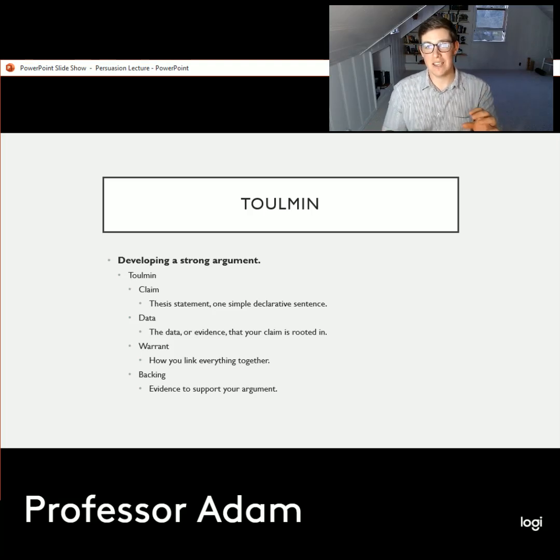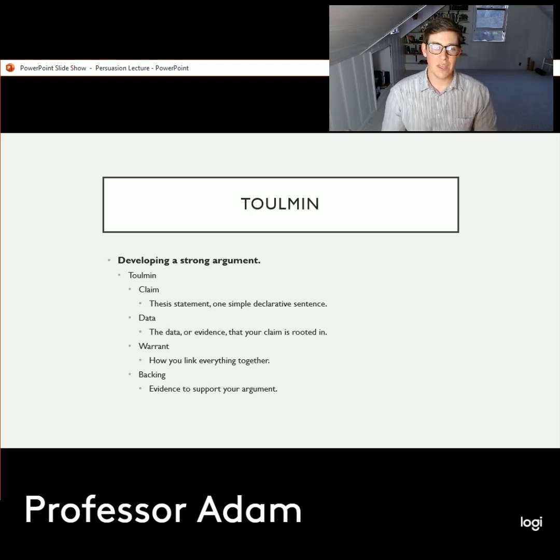So while the data is evidence, it's different. The backing is going to be the most current, the strongest information, the strongest evidence that we can find to support our overall ideas and to lend strength to our overall argument.